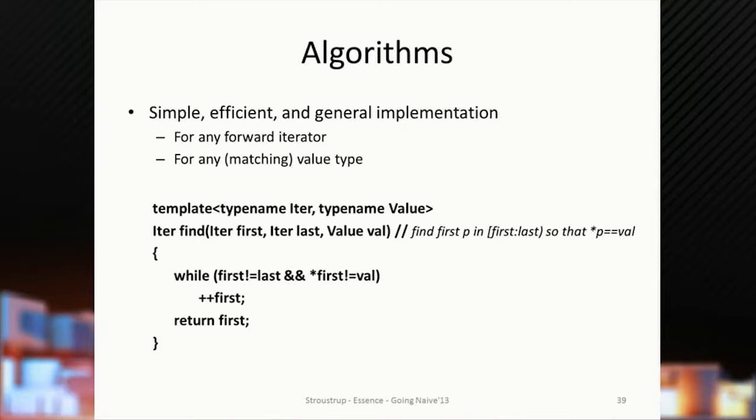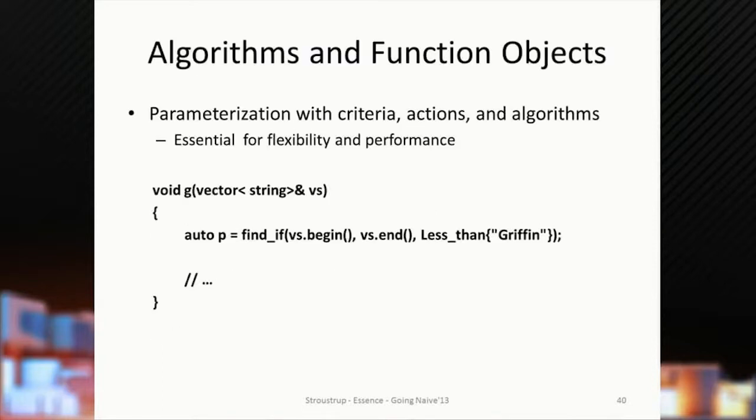Here we've got find. If you like C syntax, this is beautiful. If you don't, that's what you've got anyway. And we also want to parameterize with operations. That is, we parameterize over the container, we parameterize over the element type, and we parameterize over the actions to be taken. Here is a predicate passed to find_if. I want to find anything that meets the predicate less than Griffin.